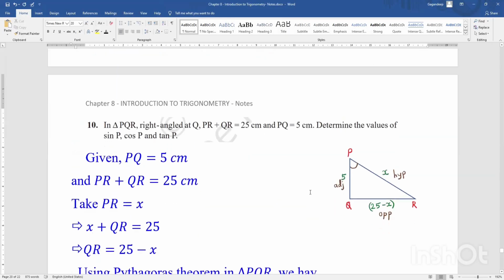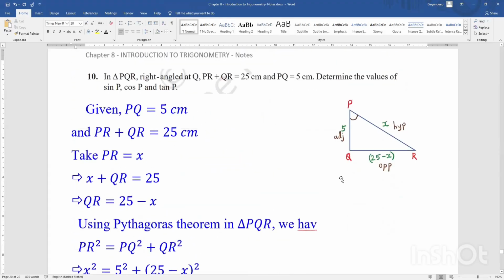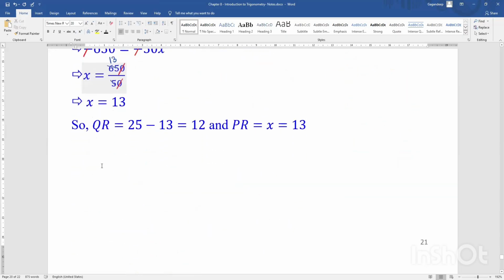So now let us go back to the problem. Determine the value of sine p, cos p, and tan p. Now we need to find out the value of sine p, cos p, and tan p. So if you take here, we need to take p as the reference angle. So that's why QR will become the opposite side, and this PQ becomes the adjacent, and PR is the hypotenuse. Okay. So that means now, let me write it.